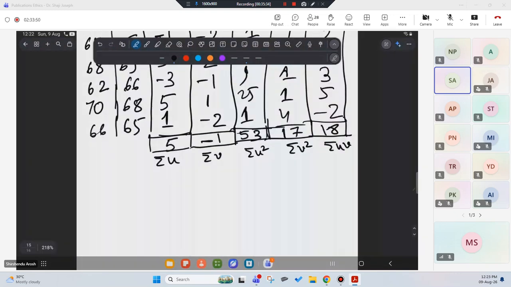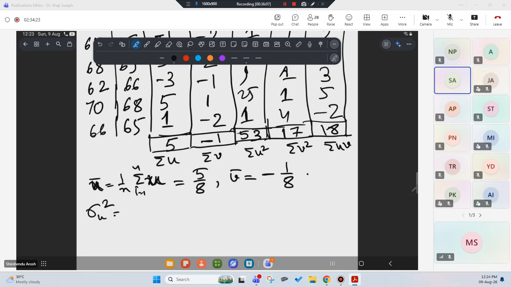So let's find out. x bar I will keep in terms of fractions to be helpful for you. So 1 by n summation of ui is u bar. So u bar would be 5 by 8. v bar, I'm not writing the formula, I have already written it a lot of times, so minus 1 by 8.